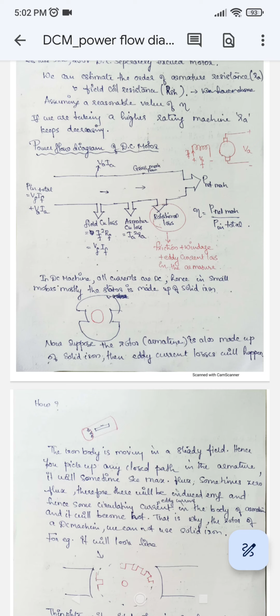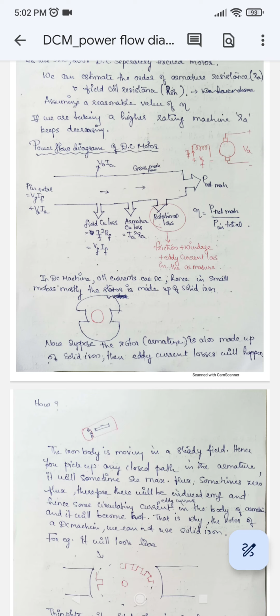And there is a third loss which is an eddy current loss in the armature. We will come back to this eddy current loss after I explain the equation of efficiency. Now once you subtract rotational losses also from the gross mechanical power, you get a shaft power, which is the net mechanical power output.